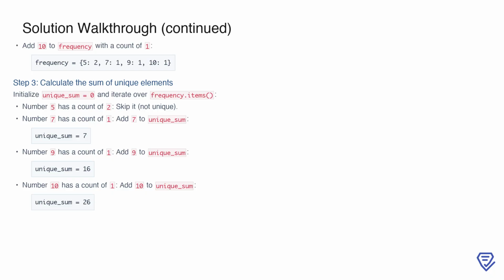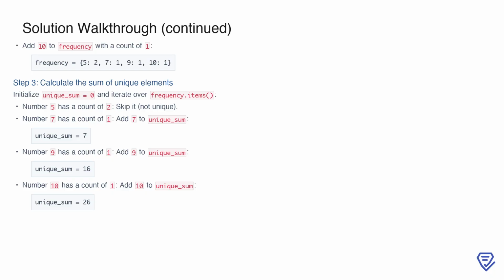Now, we calculate the sum of unique elements. We initialize unique_sum to 0 and iterate through the frequency dictionary. The first number, 5, has a count of 2, so it is not unique, and we skip it. The next number, 7, has a count of 1, so we add it to unique_sum, resulting in a running total of 7.